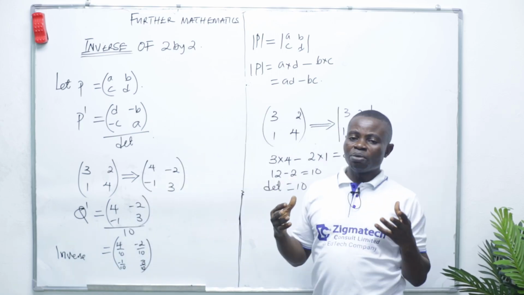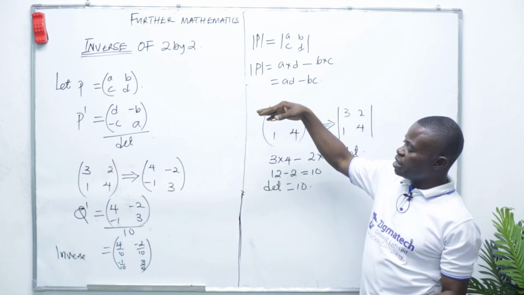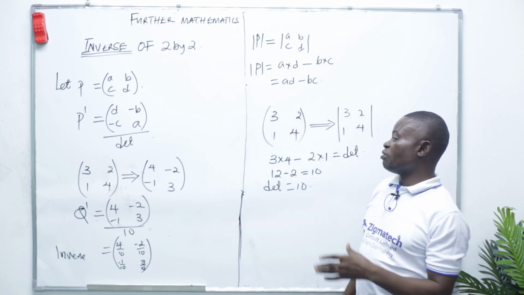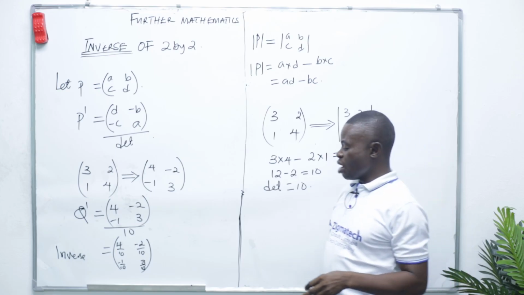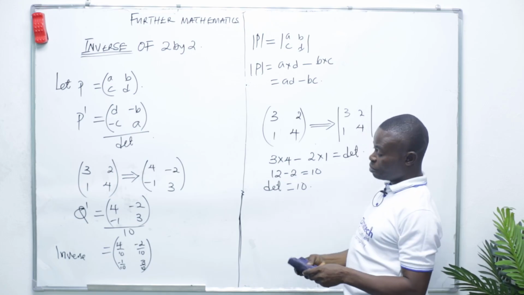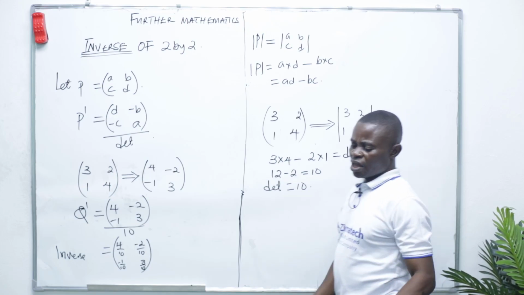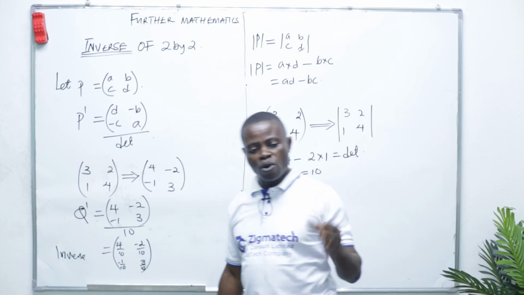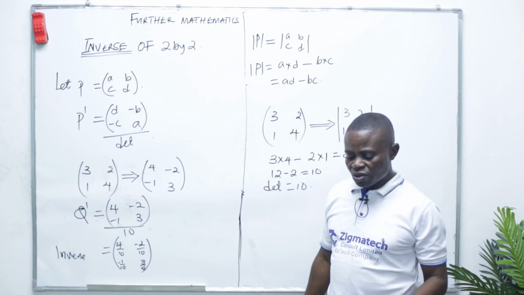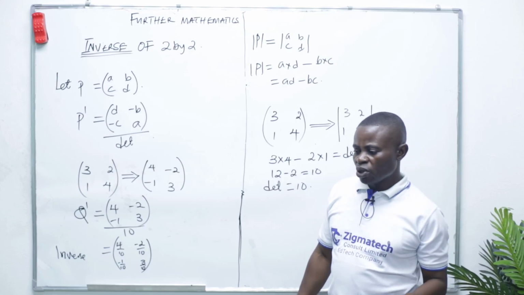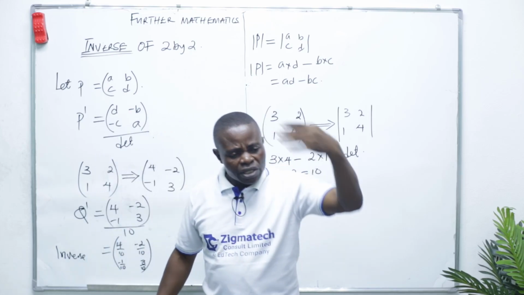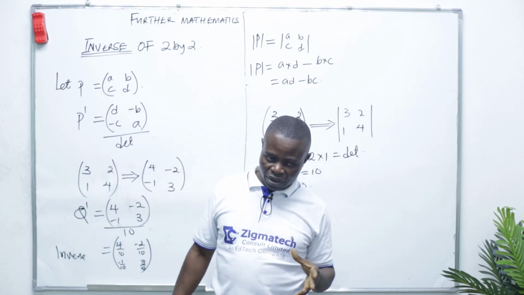I want you to pay more attention because we are doing the one that is more complex than this, which will enable us to solve our simultaneous equations. However, there are several steps involved in the inverse method of solving simultaneous equations. The first one is what we call the cofactor. Once you have your cofactor, you think about the transpose. And recall that the transpose of a cofactor is simply the adjoint.